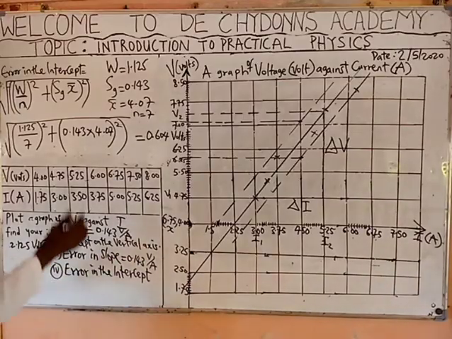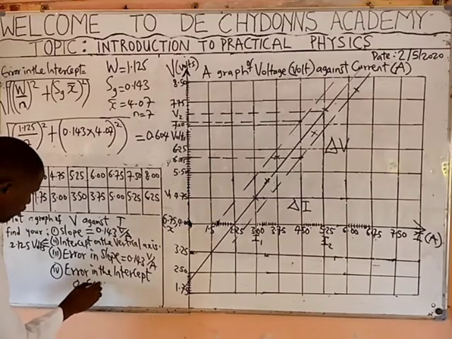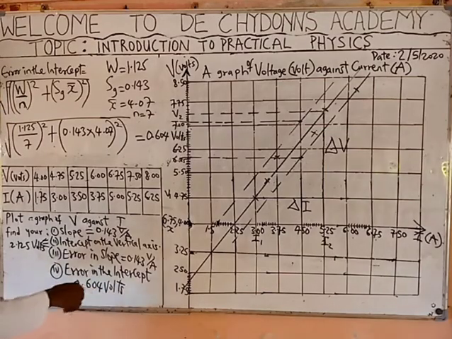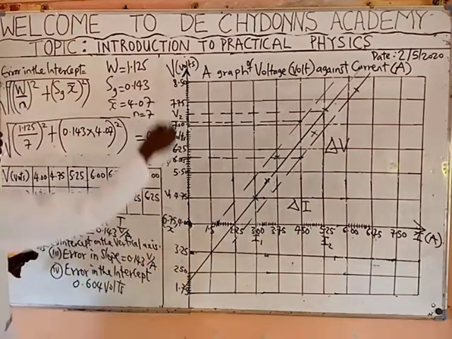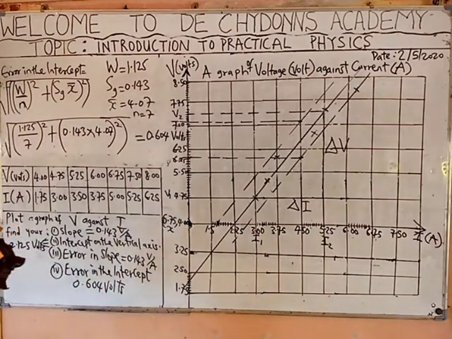The error in the intercept gave us 0.604 volts. Why didn't we say volt per ampere here? It's because the intercept is on the vertical axis only, so it will only take the unit of the vertical axis. Okay? That is the answer.